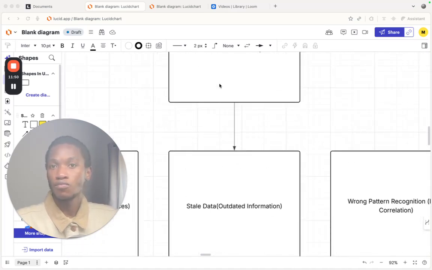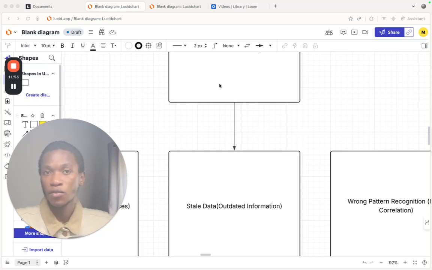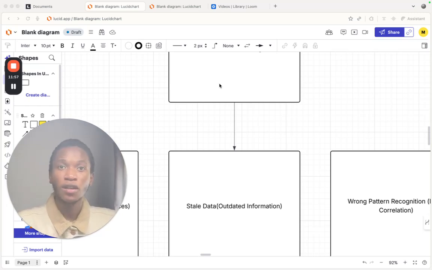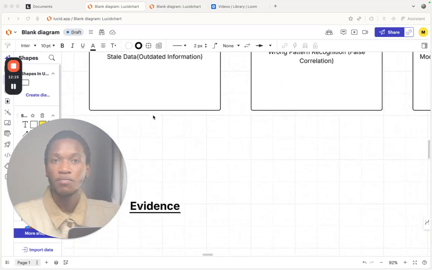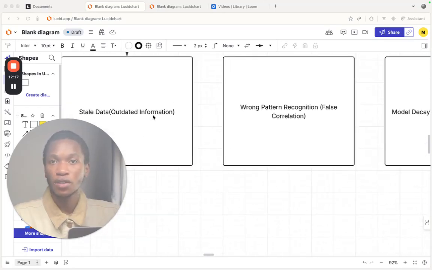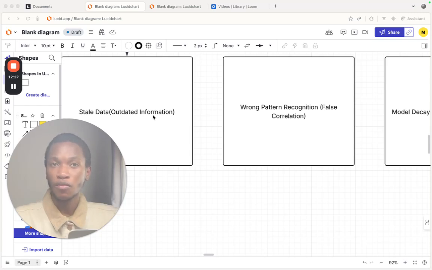Does accuracy drop suddenly? Probably it's the first reason. Was accuracy always lower on certain customers? It's probably the second reason that I mentioned. Did accuracy drop generally? Likely because of the third reason, which is stale data. Does AI recommend things that don't make sense? The reason could be number four, the wrong patterns.